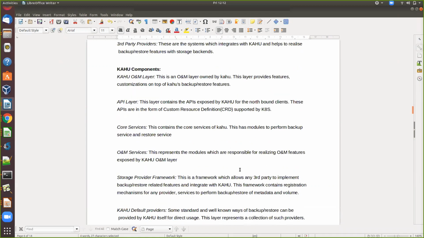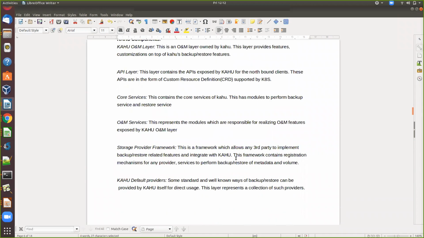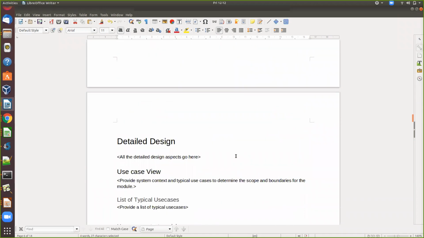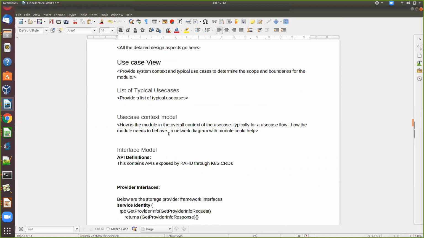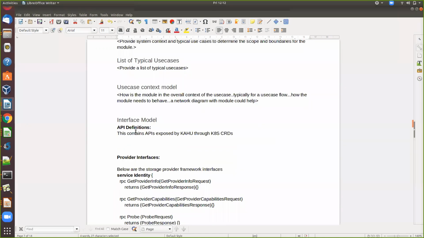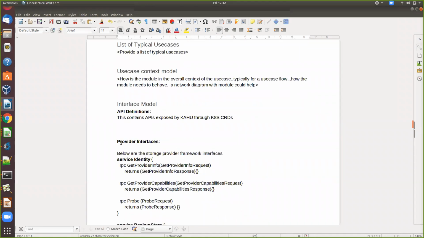So this just describes different components in the Kaho. And regarding interfaces, we have some APIs, like whatever we have in CRDs. Those APIs we have defined. Below we have those models we can see. And at the other interfaces on the south side, we need to identify some provider interfaces.